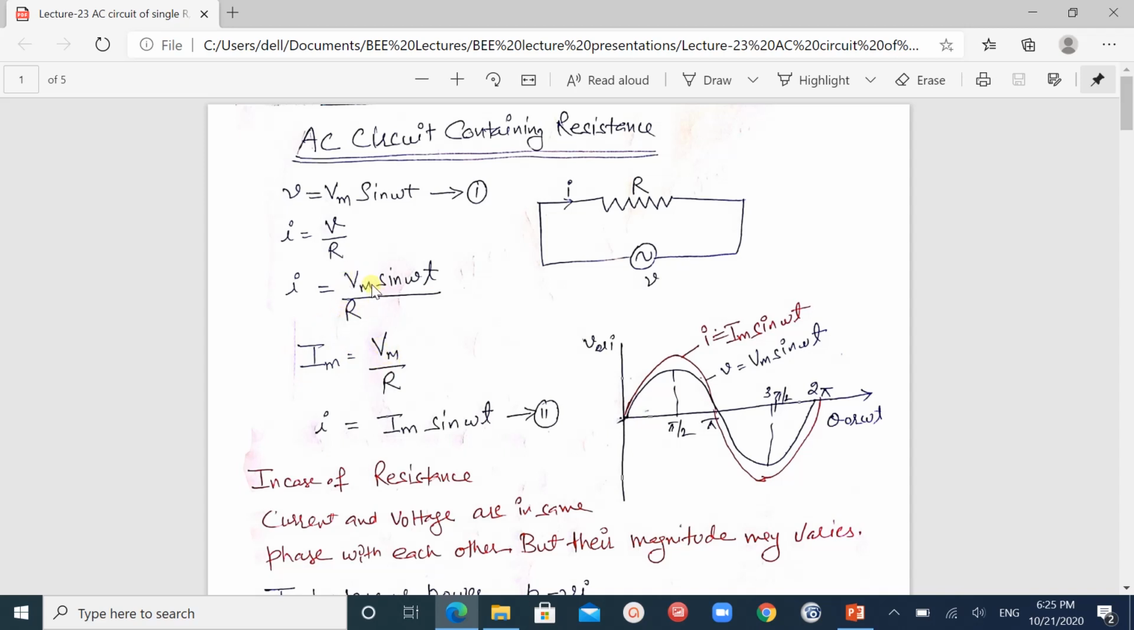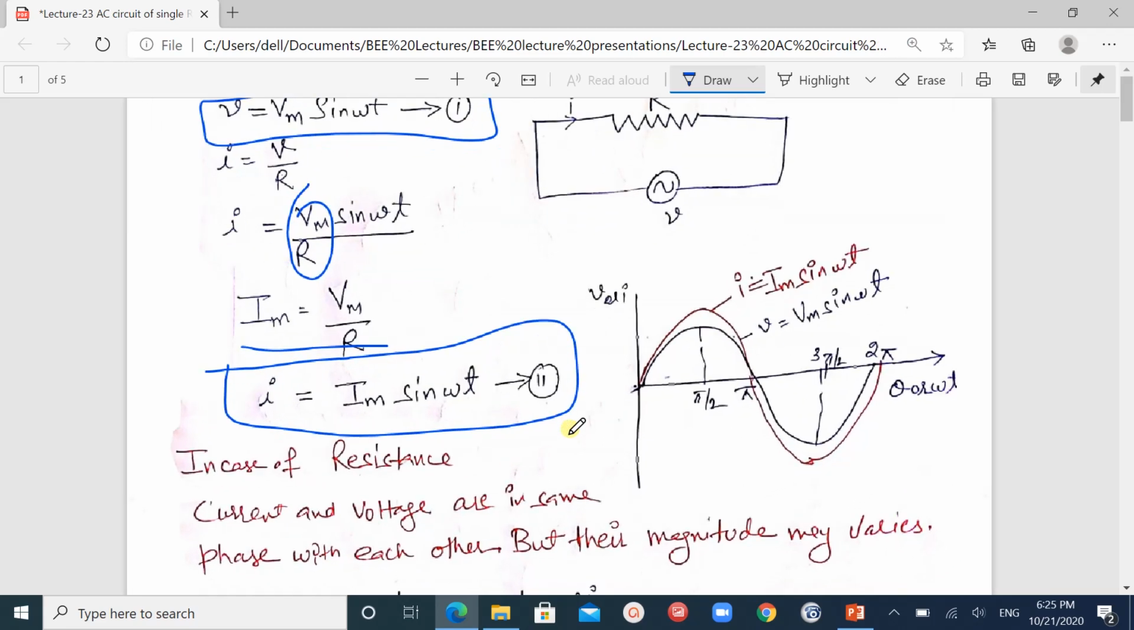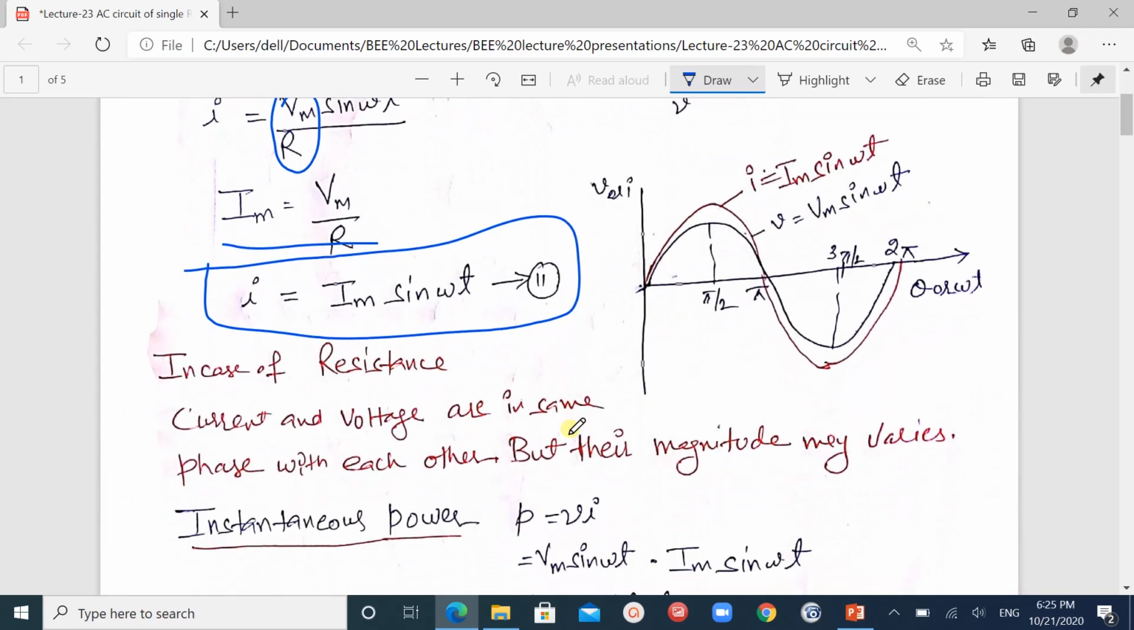We put this value Vm upon R equal to Im. So the equation will become I is equal to Im sin omega t. So this is the equation for current and this is the equation for voltage. If we compare the two equations, voltage and current, it shows that the current and voltage are in phase with each other, as shown in the diagram.